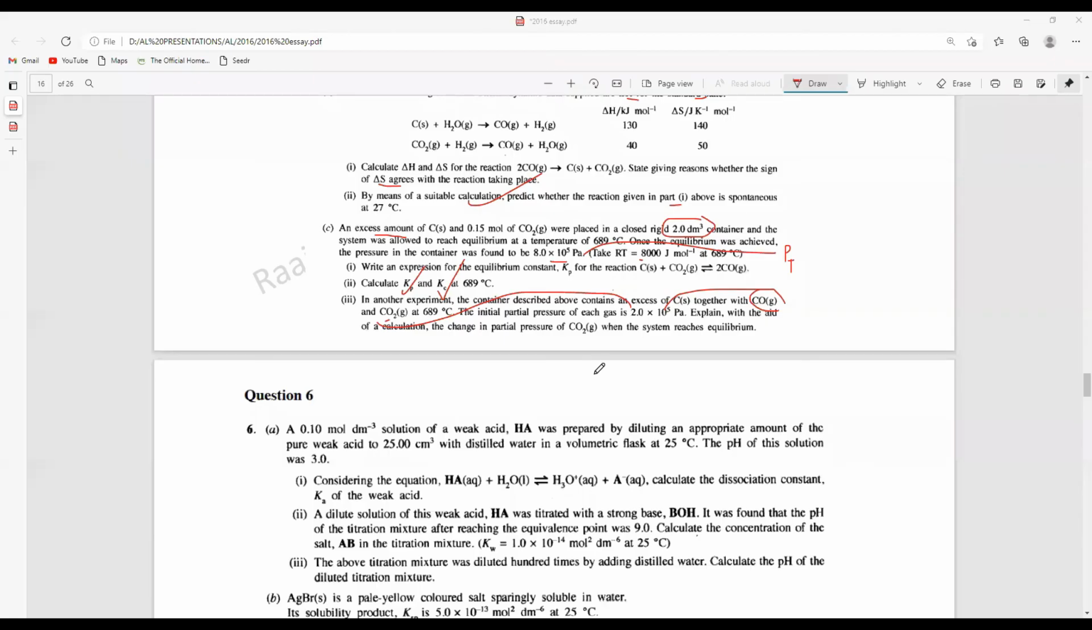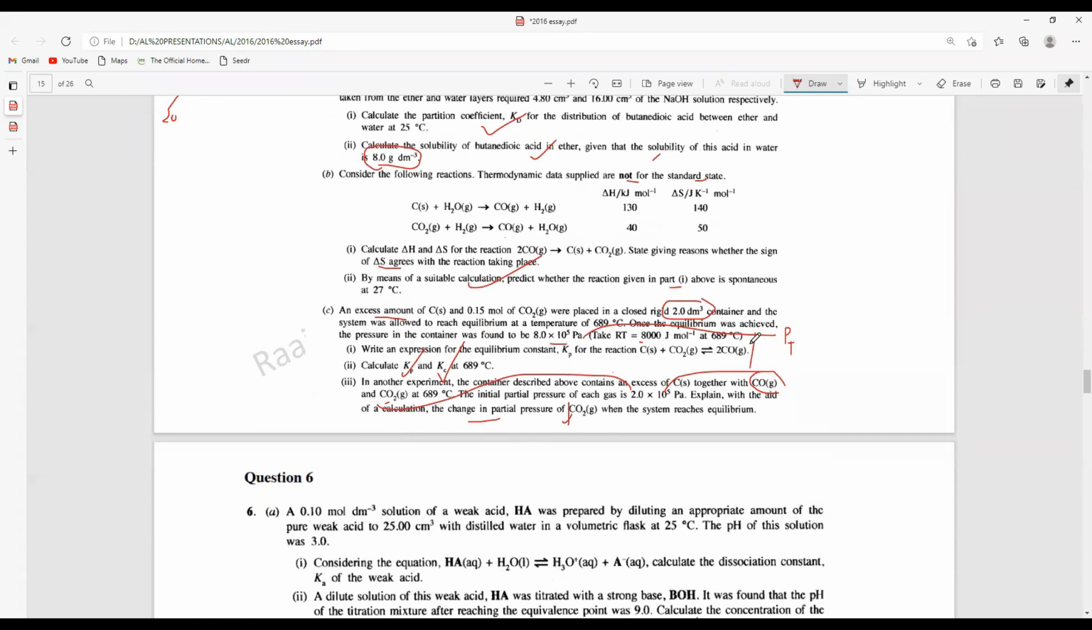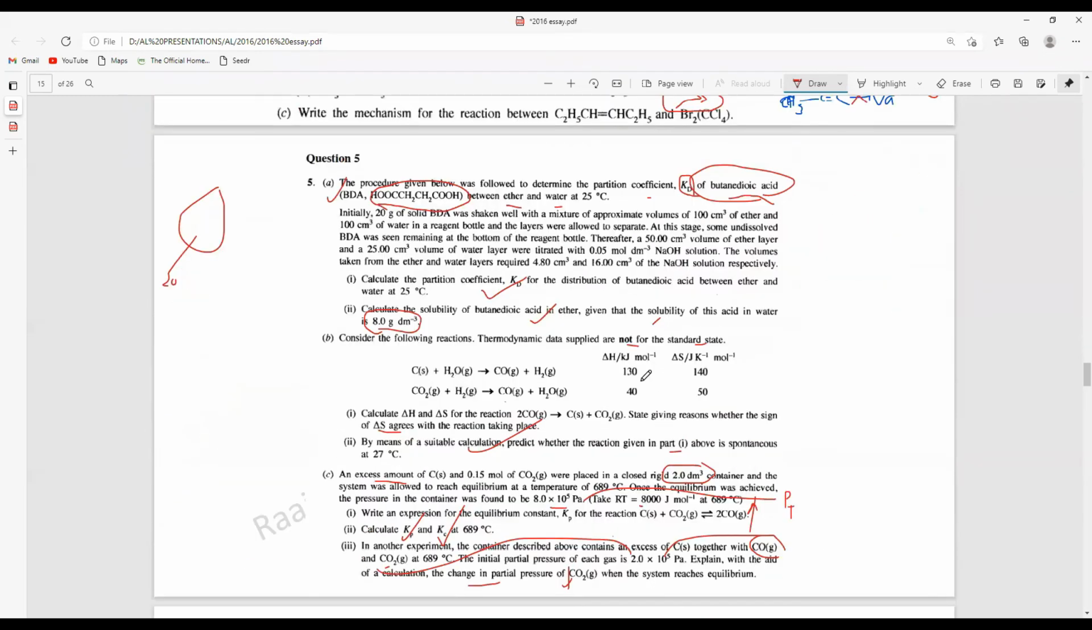Right, so what is the change? The partial pressure of CO2 is decreasing while the partial pressure of CO is increasing. That's the idea. So this question number 5 is done.